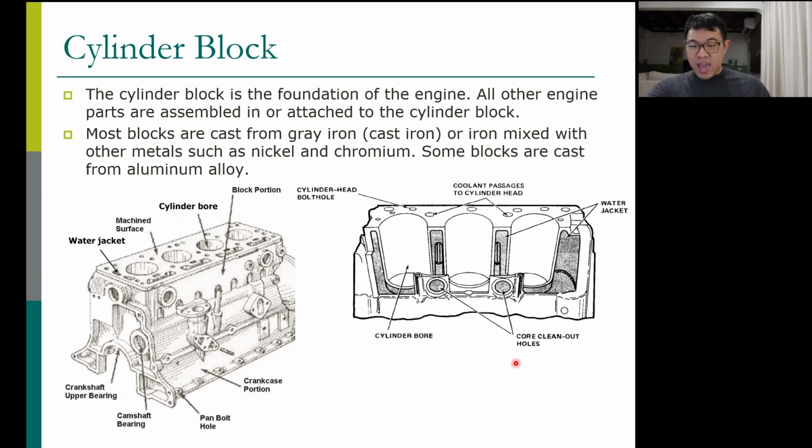To remove the sand on the side of the engine, we always have this big hole on the side of the engine, or these two, this one and that one. Those are called core clean out holes. They are used to clean out the core, to remove the sand from the casting process, so that we get the water jacket. Then we close this hole with sheet metal. They have this cap.